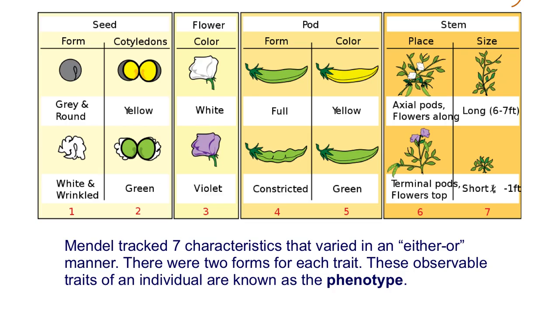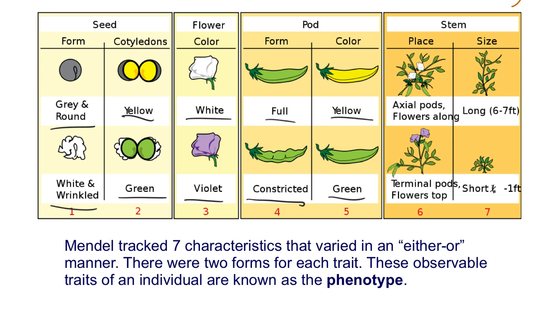So here are the traits that Mendel had to work with in his pea plants. We had either round or wrinkly seeds. We had yellow peas, which are seeds, or green seeds. We had white flowers or violet flowers. We had full pods or crinkled pods. We had yellow pods or green pea pods.